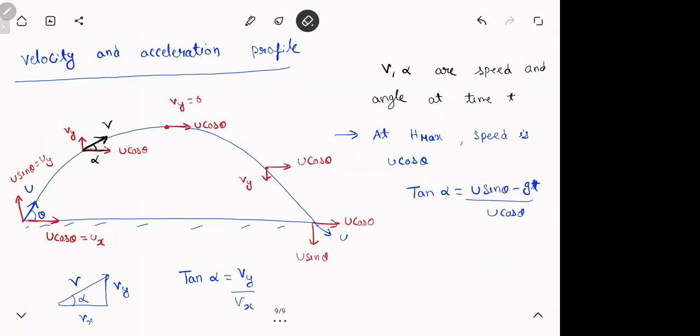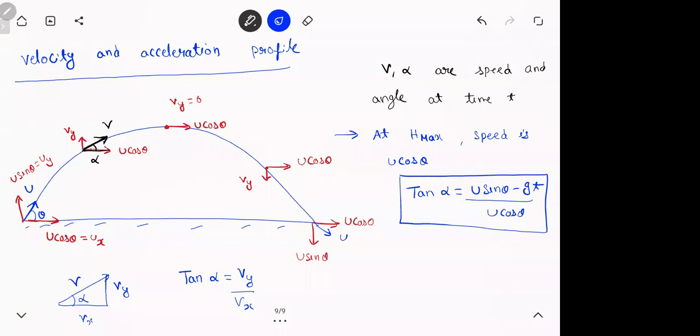This is the formula we need to remember. Meaning as time passes, the angle will keep changing. And we also know the horizontal velocity Vx. That will be V cos alpha. This is V cos alpha. This is V sin alpha. Opposite side, adjacent side is equal to u cos theta.